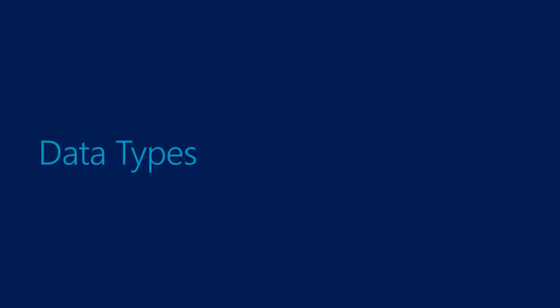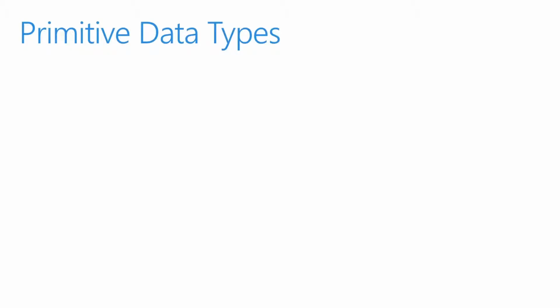Now let's take a look at data types. Data types are used to present different forms of data in the system. We'll now take a look at primitive data types, composite data types, and extended data types. The basic set of primitive data types in Dynamics 365 for finance and operations map to underlying data types that exist in the physical database.